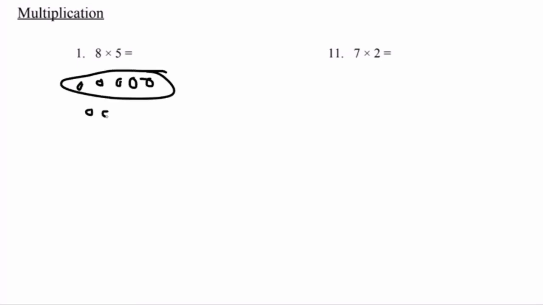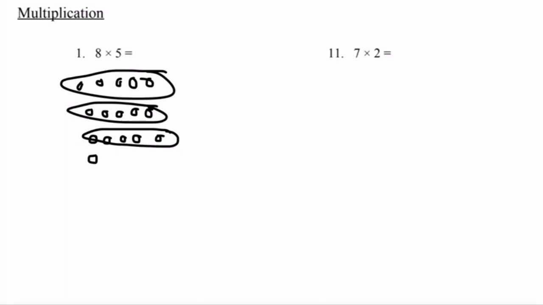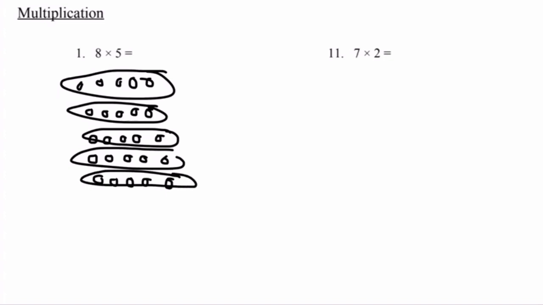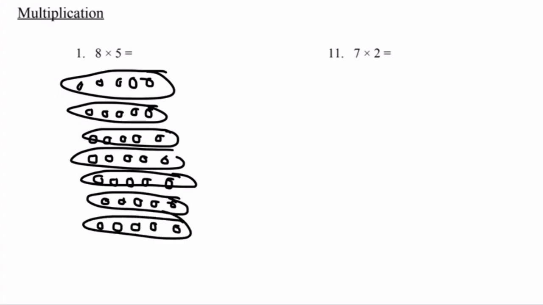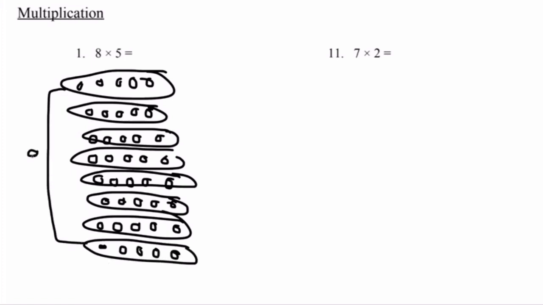1, 2, 3, 4, 5. Again, 1, 2, 3, 4, 5, and so on for each group. We now have a total of 8 groups of 5 circles.